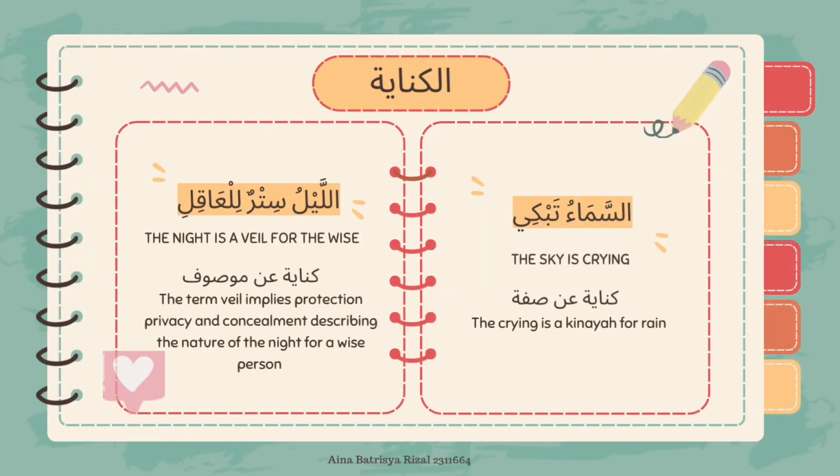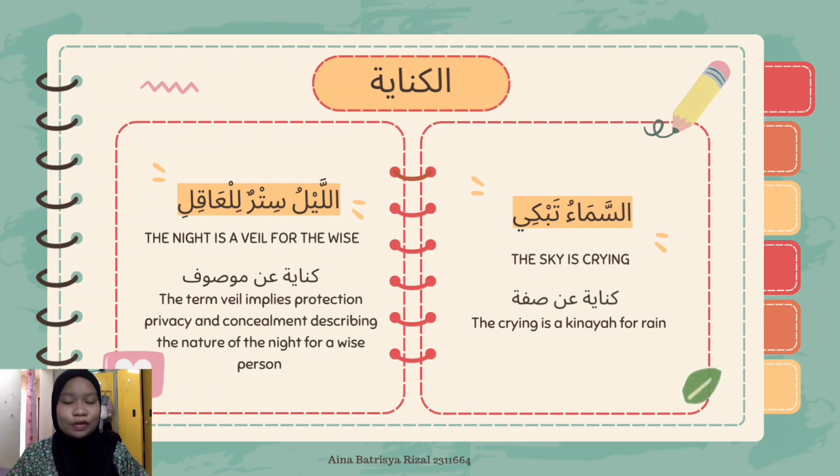Let's talk about kinaya next. Kinaya is a rhetorical device when we use a word or a phrase to imply a specific meaning without being direct. So, the first one is kinaya an-safa. Kinaya an-safa is when a direct expression is used to allude to a characteristic or attribute rather than stating it clearly. For example, as-sama'u tabki, the sky is crying. The kinaya is crying because we actually want to say that the sky is raining, but instead we use tabki, which is crying, to explain the fact that the sky is raining.